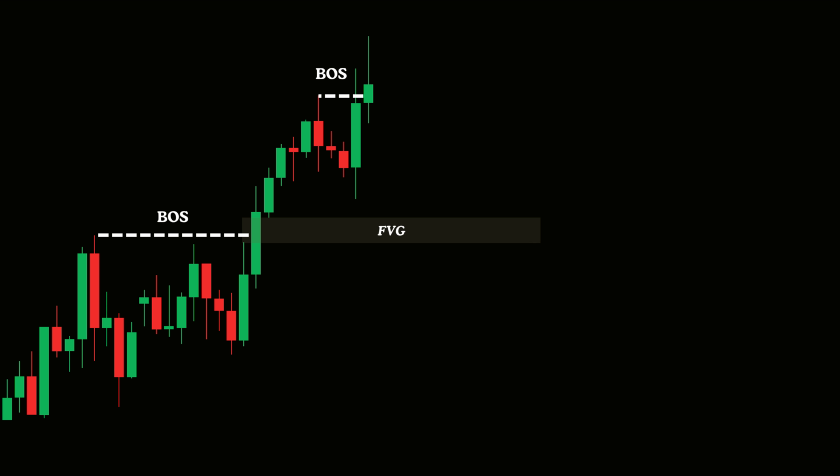For instance, if price continues forming higher highs and higher lows while breaking prior structures, that signals a clear uptrend, and we remain bullish until a change of character appears. After determining direction, the next step is to identify fair value gap zones. On the higher time frame, these gaps carry greater weight and can serve as major support or resistance.